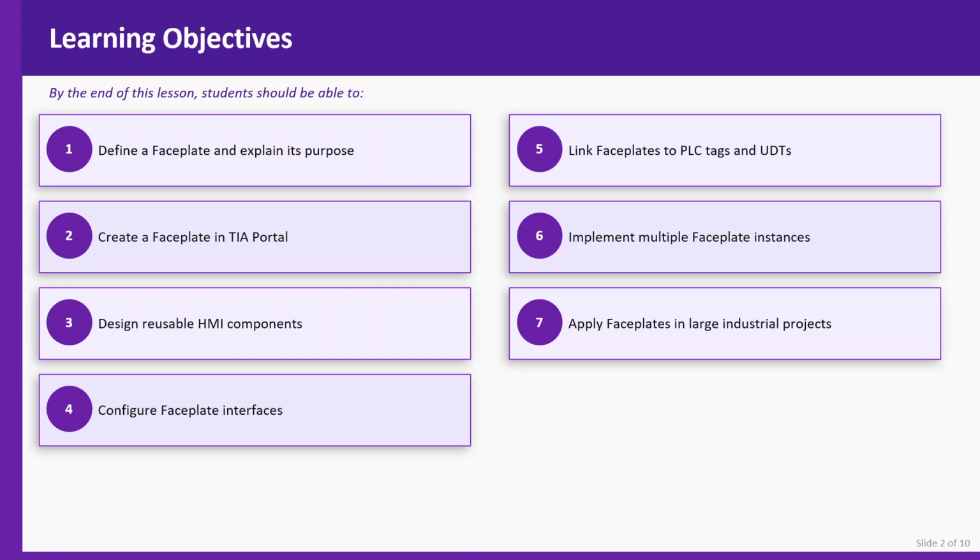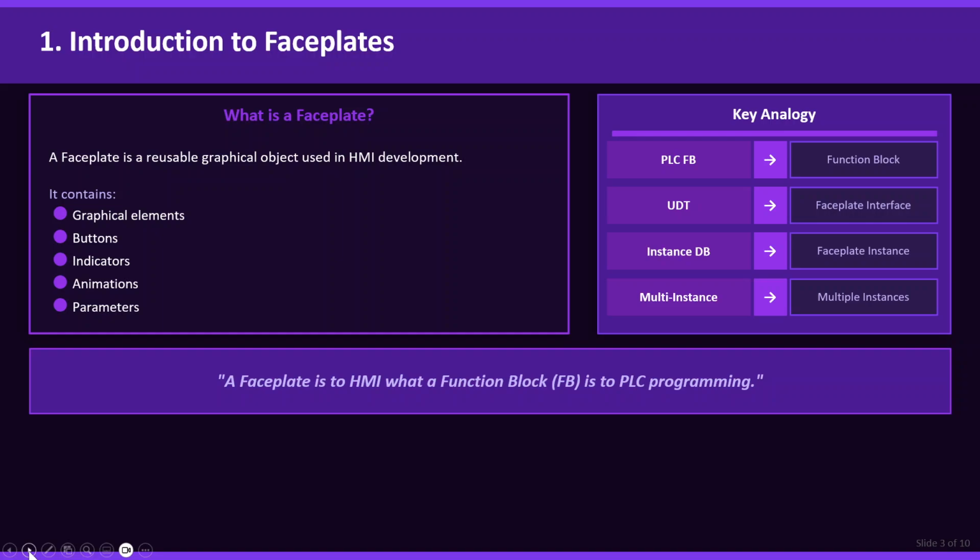So in our previous video, we covered UDTs, that is user defined types, and we created a UDT called motor underscore UDT. So in this video, we want to create a template with motor and start and stop push button. Then we want to link that to our UDT, motor UDT. So implement multiple faceplate instances, apply faceplates in a large industrial process.